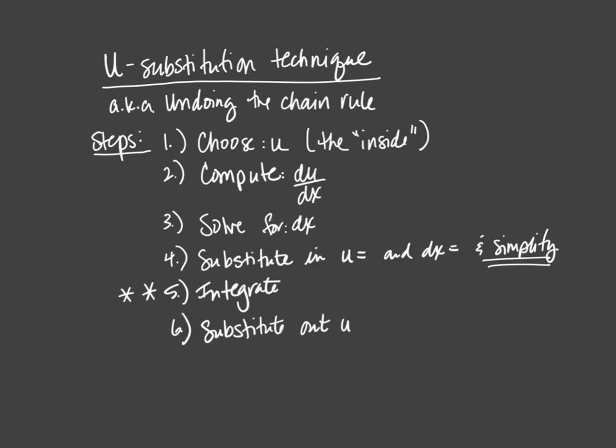Step number 1 is choose U. This was what we would normally consider to be the inside when doing the chain rule. Then we're going to compute the derivative of U with respect to x. Next, step 3, we'll solve for dx. Step 4 is the substitution part of this technique. We're going to substitute U in for what we chose for U, and we're going to substitute out dx and replace it with what we computed for dx. Step number 5 has 2 asterisks, because often students forget this step, is the integrate step. And the last step is substitute out U and replace it with what we originally chose for U.